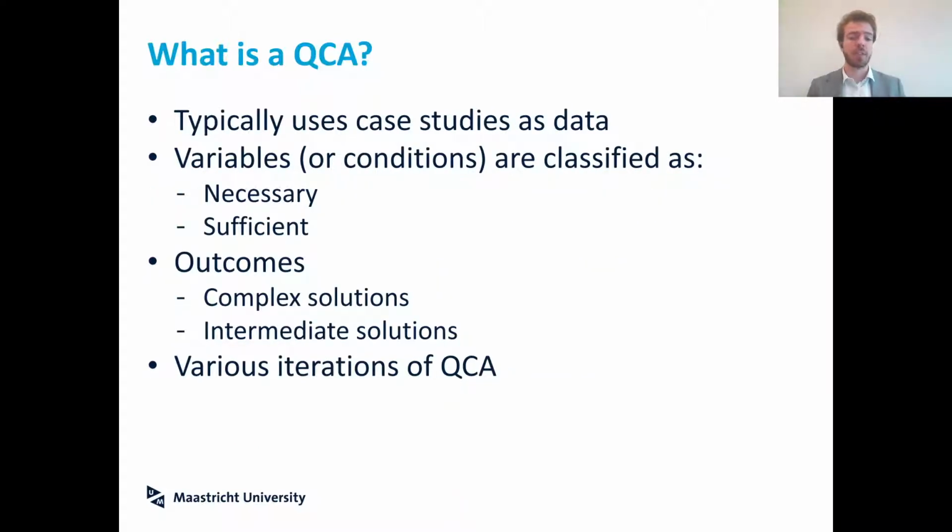A QCA typically uses case studies as data, and the variables or conditions are classified as either necessary or sufficient. Now, a necessary condition indicates that a condition is crucial to reaching the outcome measure, although a necessary condition on its own is not enough to produce that outcome measure, whereas a sufficient condition produces an outcome rather inconsistently on its own.